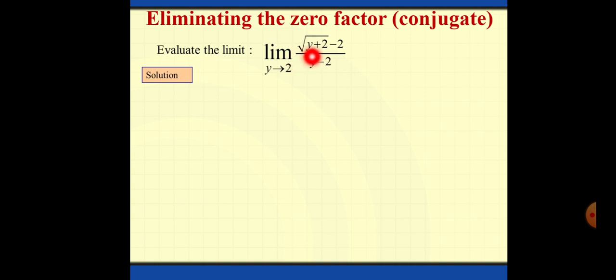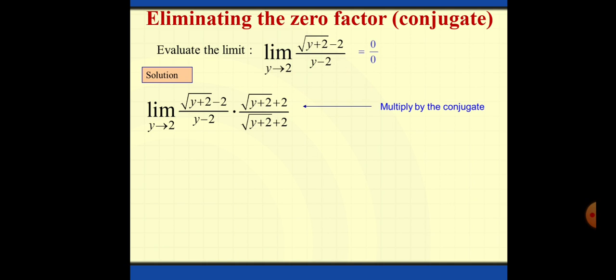If we have a root minus number, root plus number, root plus root, or root minus root, we have to multiply by the conjugate. If you try direct substitution, you will have 0 over 0. So we have to multiply by the conjugate. The conjugate here is the same expression which contains the root, but you have to change the middle sign. Here we have negative, so we have to put plus. If we have plus, we have to write minus.